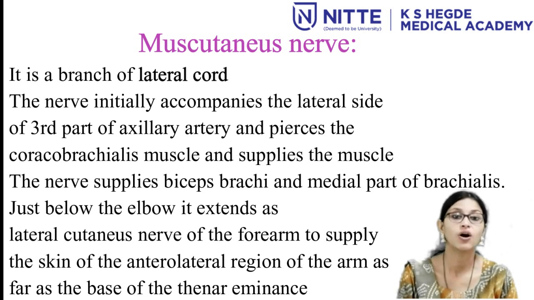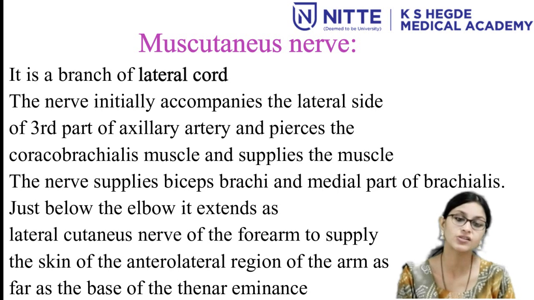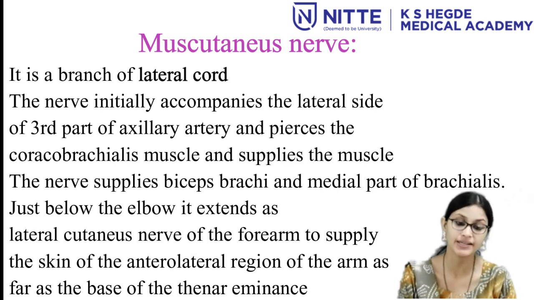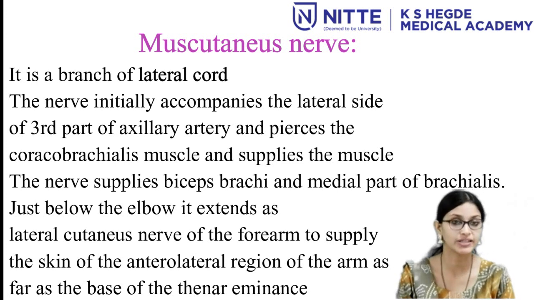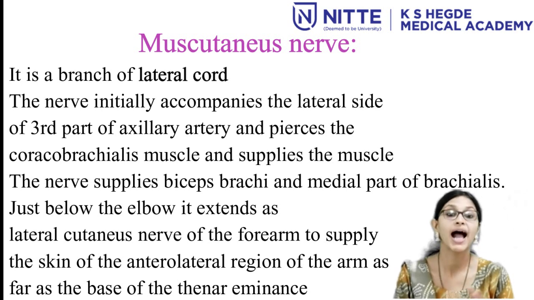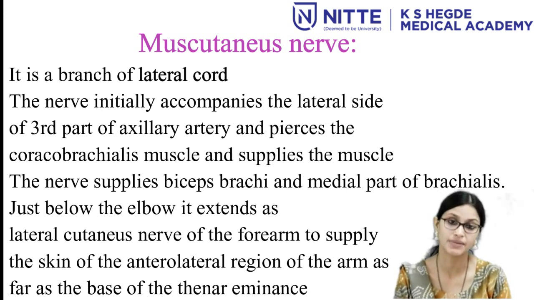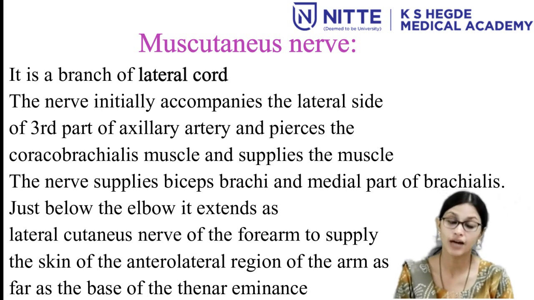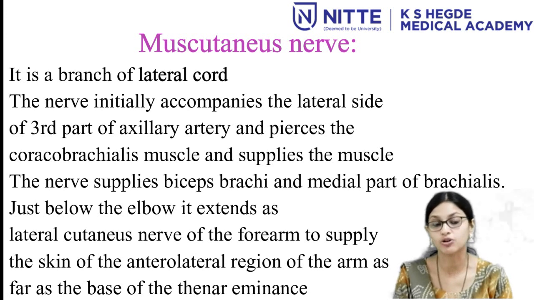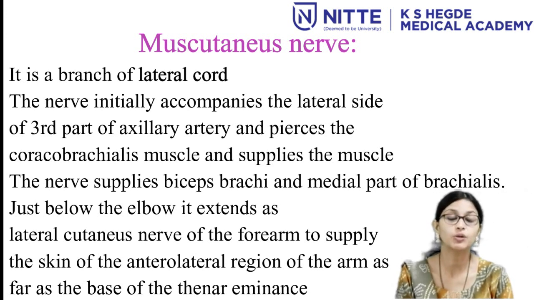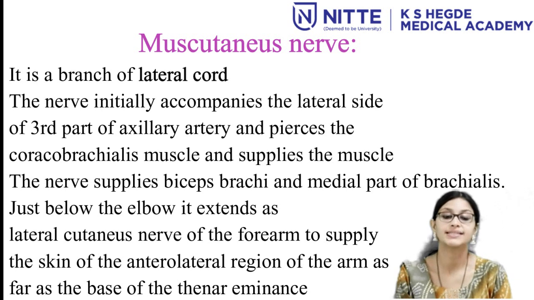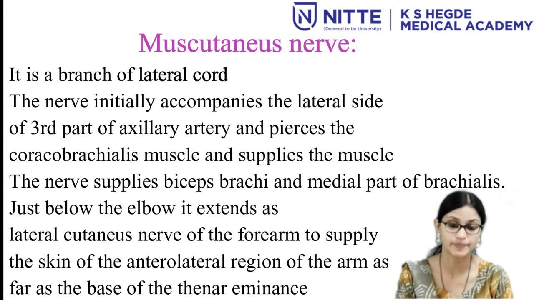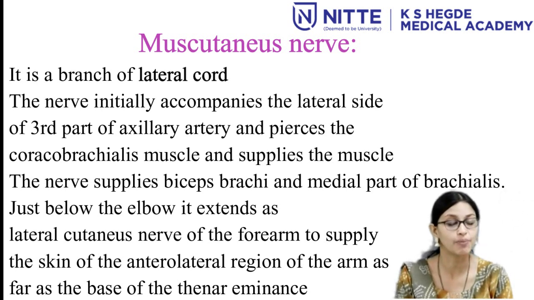It is a branch of the lateral cord of the brachial plexus that initially accompanies the lateral side of the third part of the axillary artery. That means it lies initially across the third part of the axillary artery and then it pierces the coracobrachialis muscle, supplies the coracobrachialis muscle, and the nerve passes downwards and laterally across the front of the arm between the biceps brachii and brachialis. It supplies both the heads of the biceps and the medial major part of the brachialis muscle.